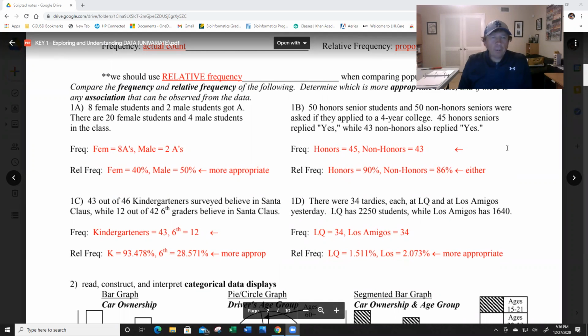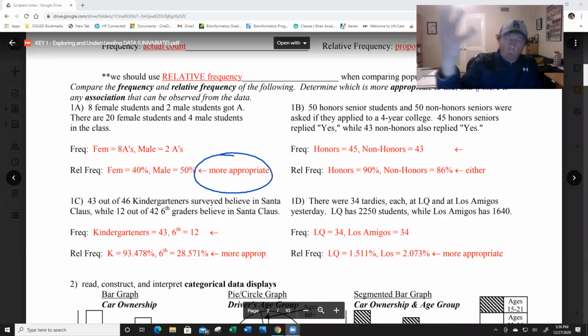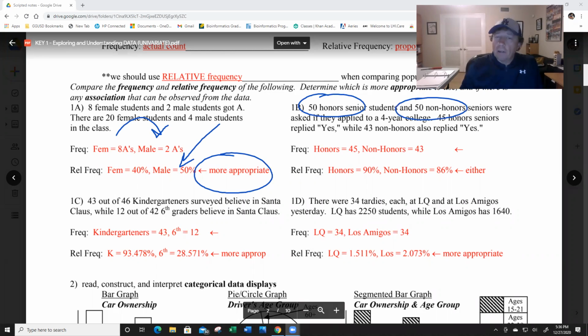All right, so the first one we're talking about: which is more appropriate, frequency or relative frequency? You get 8 female students and 2 male students who got an A. There's 20 females and 4 males. Which one's more appropriate? Well, in this particular case, because the denominators are significantly different, it's going to be the relative frequency. The females win 8-2 if you just go by raw totals, but by percentages, the males obviously have the advantage.